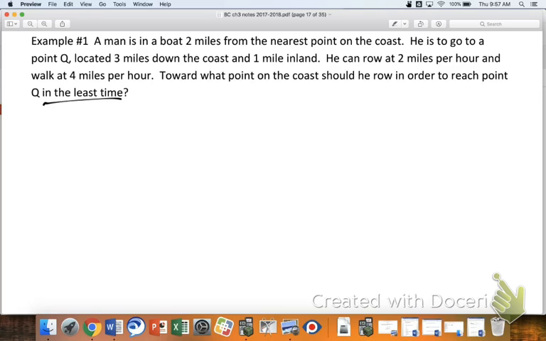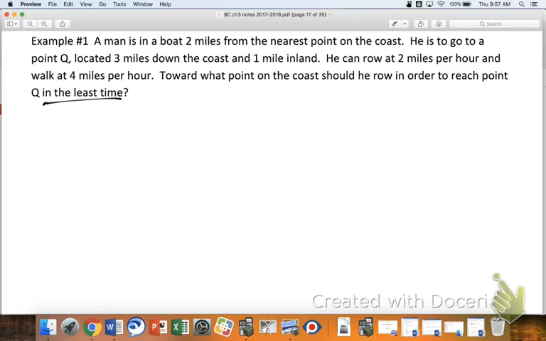What are we trying to do? Minimize what? Time. So it's not necessarily minimizing distance. It's minimizing time. Those could be the same thing or they could be different things. It just depends. We'll talk about that. So I am going to just sketch out a real quick picture of this.